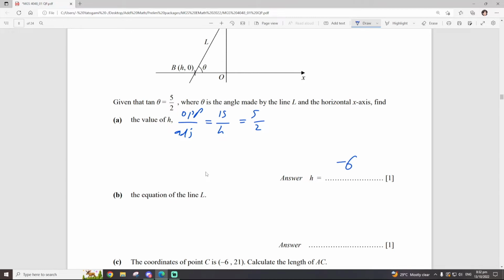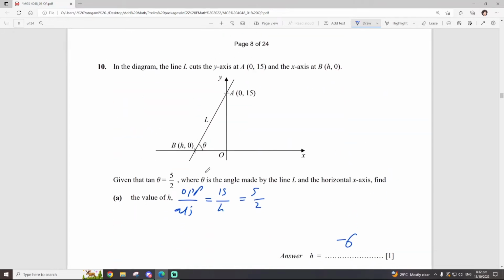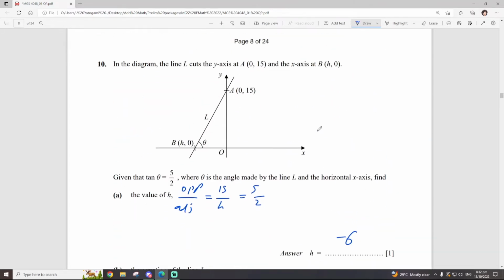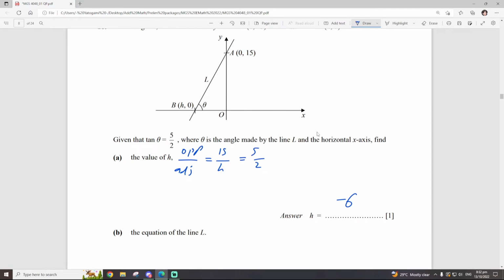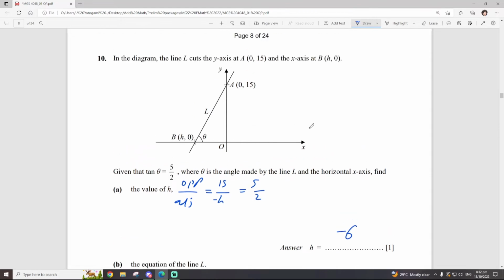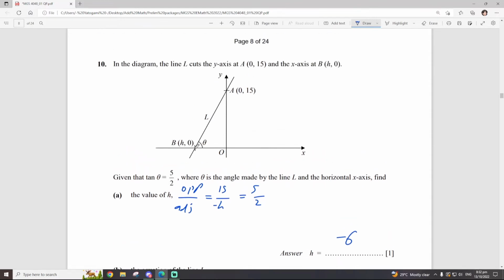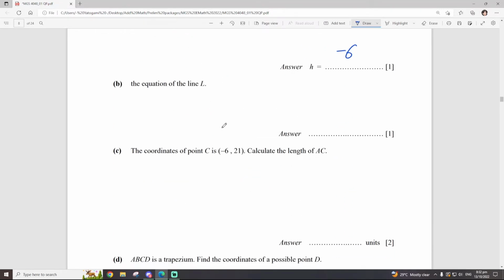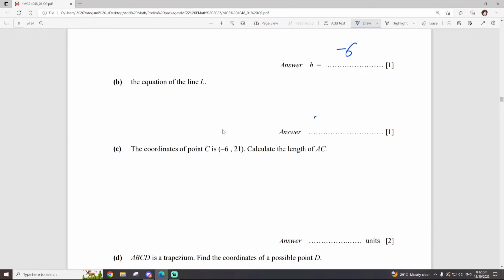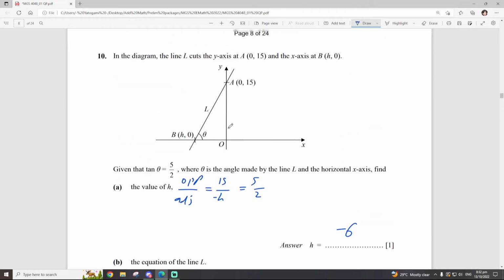Okay, so yeah. What I should say is, how should I explain it? Oh, maybe I should put a minus h here. Okay, find the equation of line L. So rise over run, the gradient of a line is rise over run, but you notice tangent theta is actually also rise over run, right? So the gradient of the line is also 5/2. Then the vertical intercept is 15, so actually the equation is just y equals 5/2 x plus 15. Okay, the coordinates of the point C is (-6, 21).